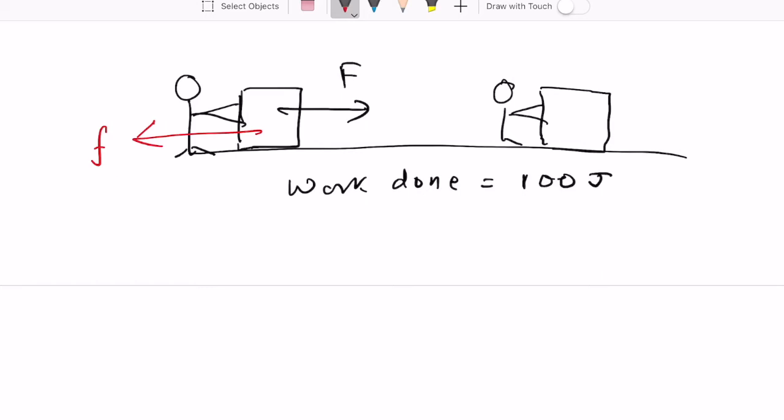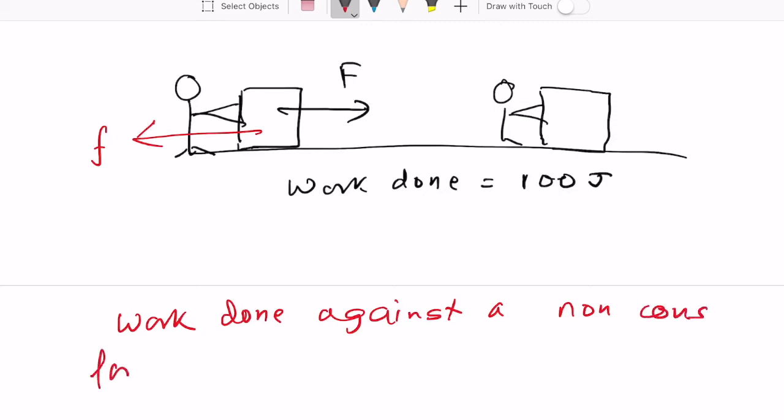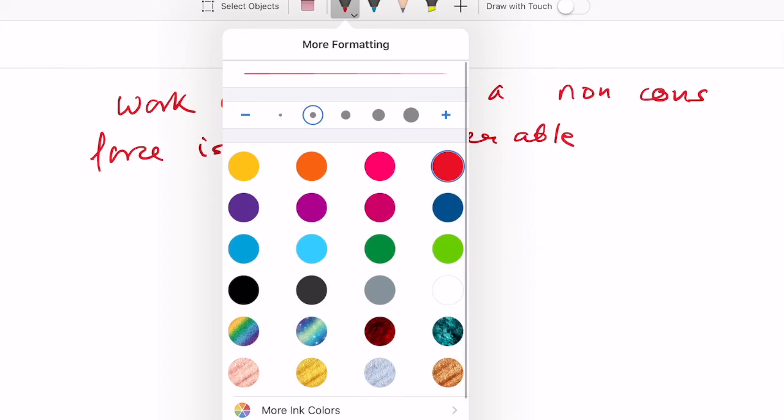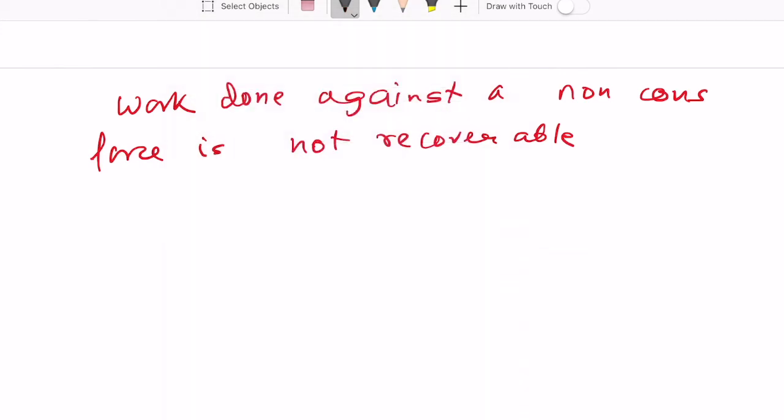So when work is done against a non-conservative force, it is not recoverable. It's gone. That's an important property of non-conservative forces. The work done against a non-conservative force is converted to heat, and it's not possible to get it back.